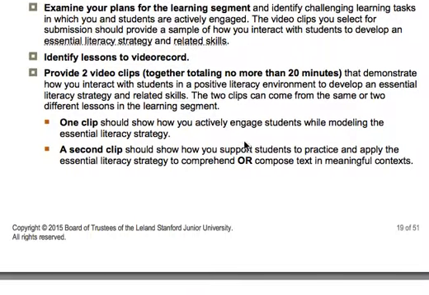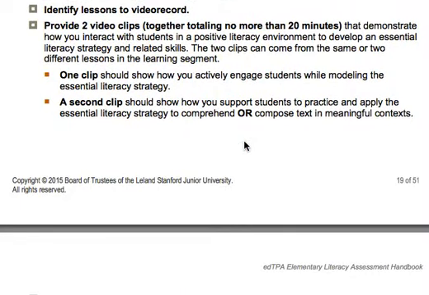Then you identify lessons to video record. You provide 2 video clips. Cannot be edited in any way, shape, or form, so they have to be just straight you teaching and everything that happens, any mishaps or whatever. You have to keep them separate, because if you merge them into one file, at least in the past, I've heard that that was an automatic fail because they considered that a video clip to be edited.